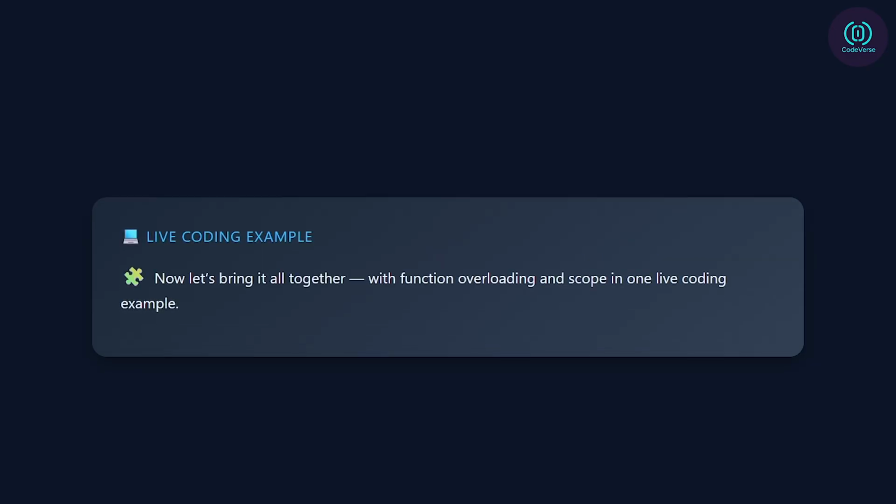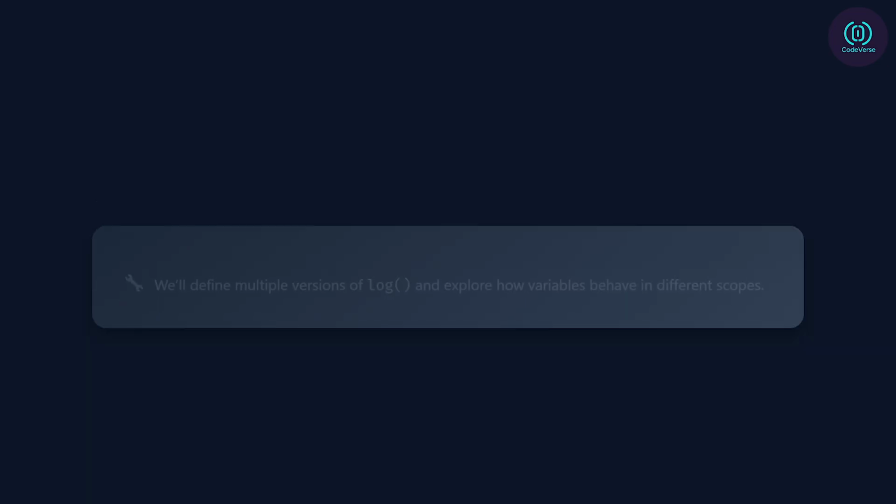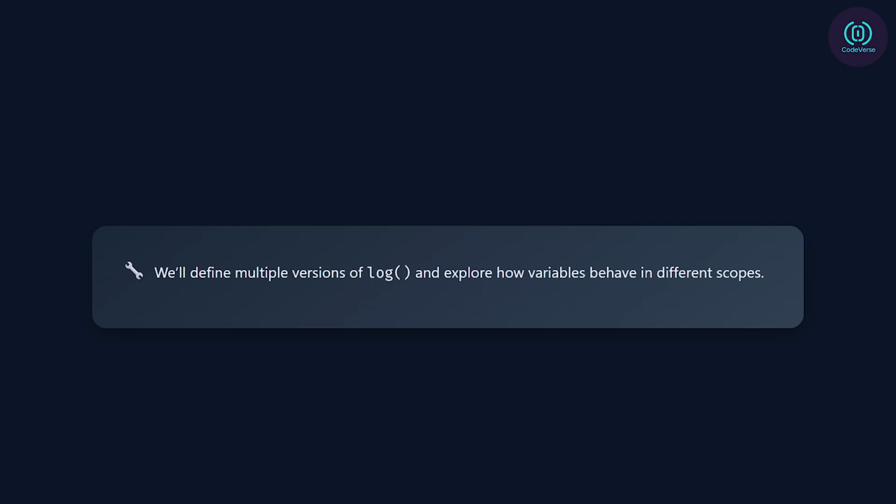Now let's bring it all together in one simple live coding example, where we combine both function overloading and variable scope. We're going to write a program that defines multiple versions of a function called log, and then explore how variables behave in different scopes inside that program.